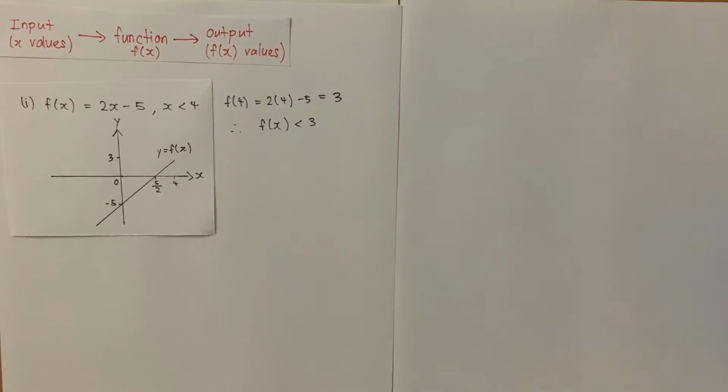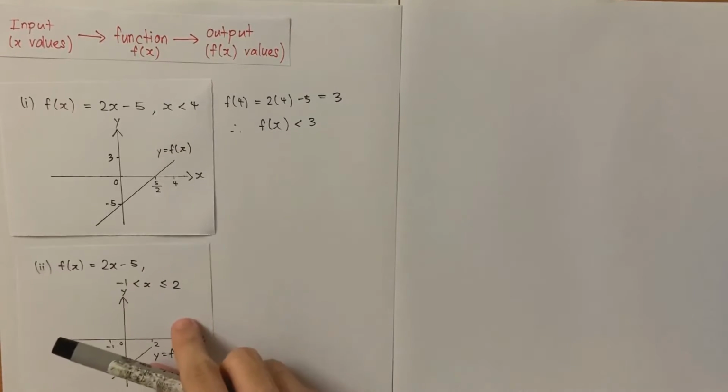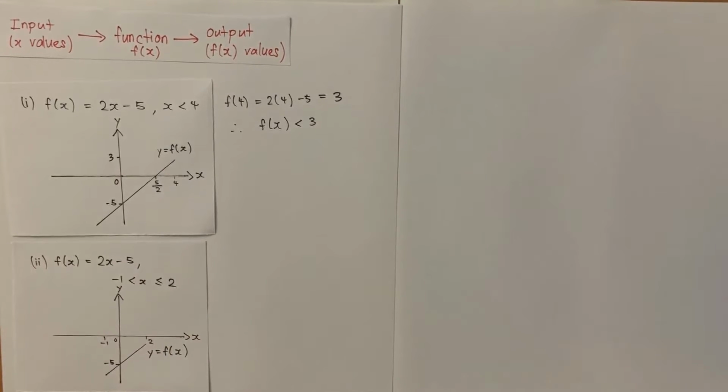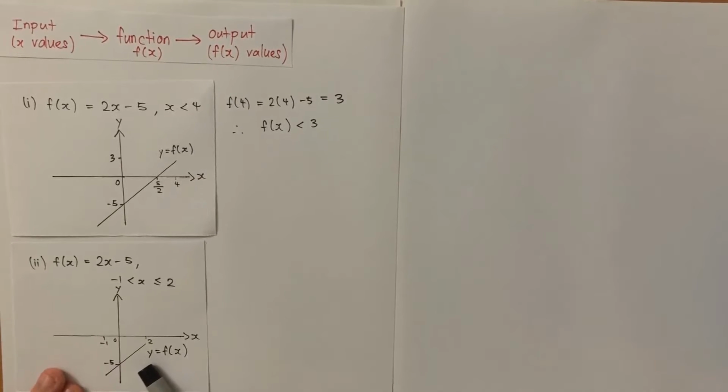Now let's see another example. It's the same function, but we are going to change the domain now. Now you can see it is x in between 2 and negative 1. So this is the graph that we are going to get.